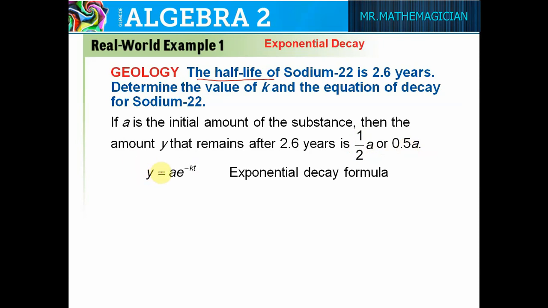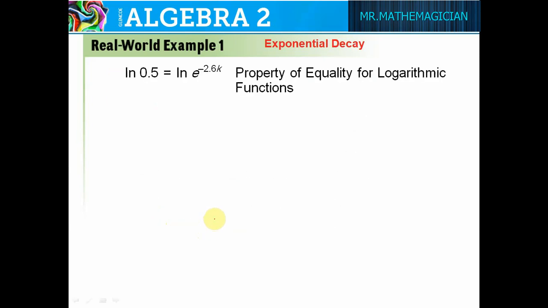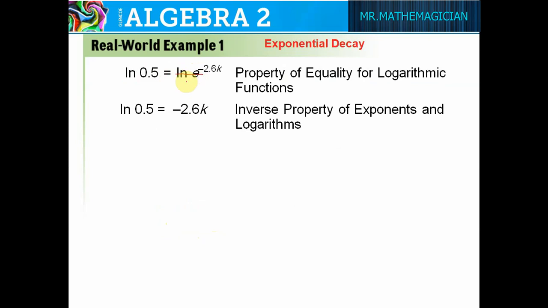This is the original formula, y equals A times e to the power of negative kt, because this is a decay situation. So we replace y with 0.5A equals A times e to the power of negative k times 2.6. We divide both sides by A, so A gets cancelled. So 0.5 equals e to the negative 2.6k. Now we can take ln of both sides, because ln and e are inverse functions, so they vanish each other. So ln 0.5 will be negative 2.6k.